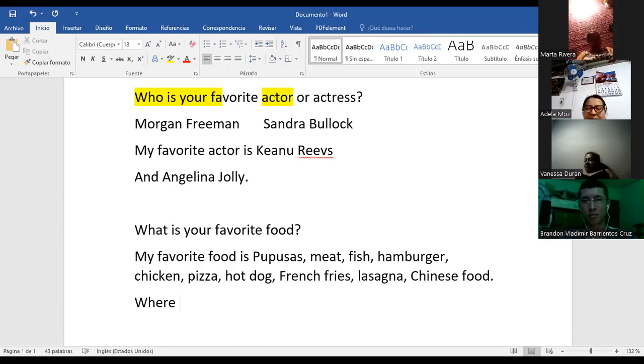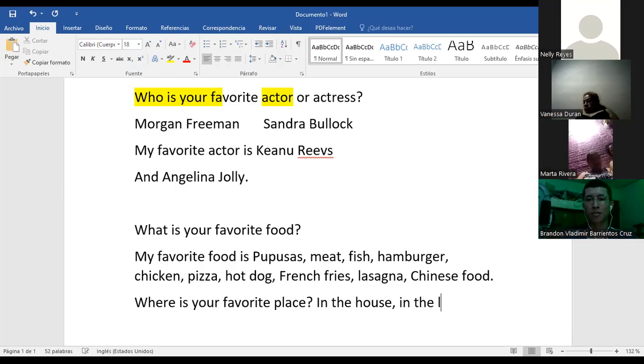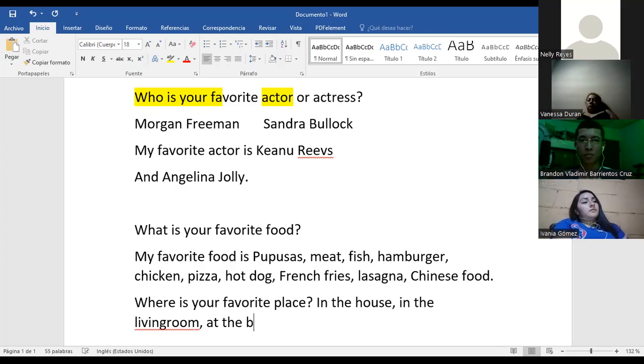Ya vimos quién, qué, where is your favorite place? ¿Cuál es su lugar favorito? ¿Dónde está su lugar favorito? In the house. In the beach. In the living room, en la sala, living room. If you say, for example, at the beach. In the park. At the mall, me dijeron. En el centro comercial. At the mall. In the street.